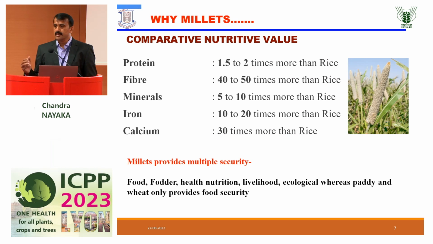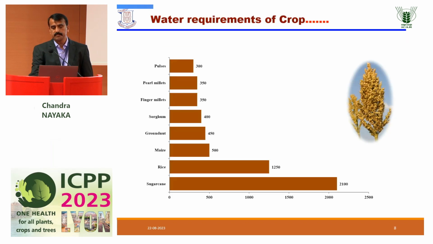Compared to major crops like rice, the nutritive value is 1.5 to 2 times more than rice, fiber is 40 to 50 times more, minerals 5 to 10 times, iron 10 to 20 times, and calcium 30 times more than rice. So it provides multiple securities like food, fodder, health, nutrition, livelihood, and ecological security, whereas paddy and wheat only provide food security.